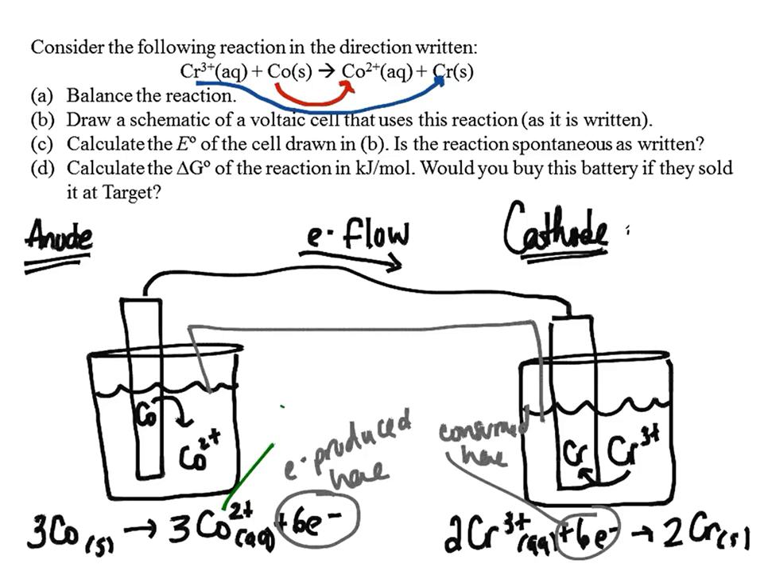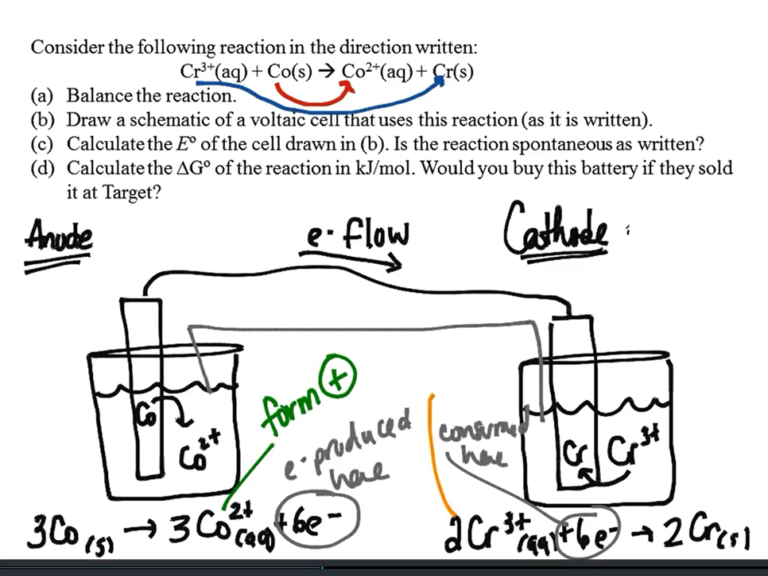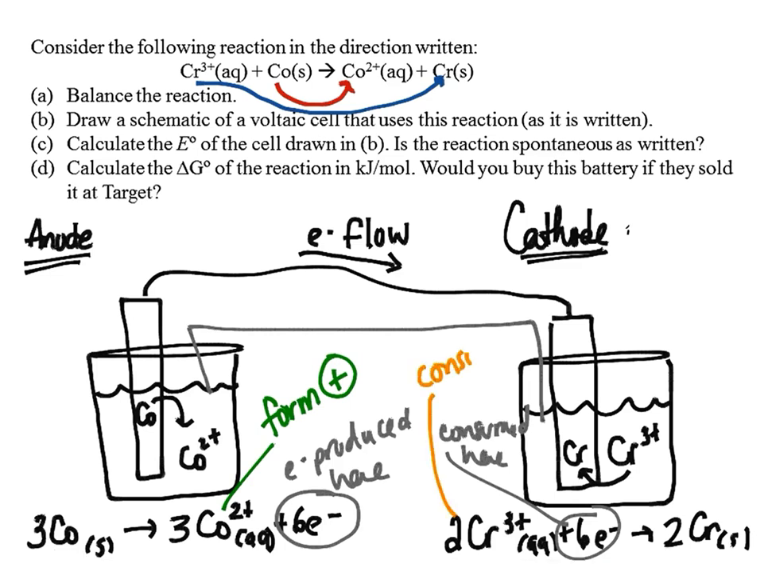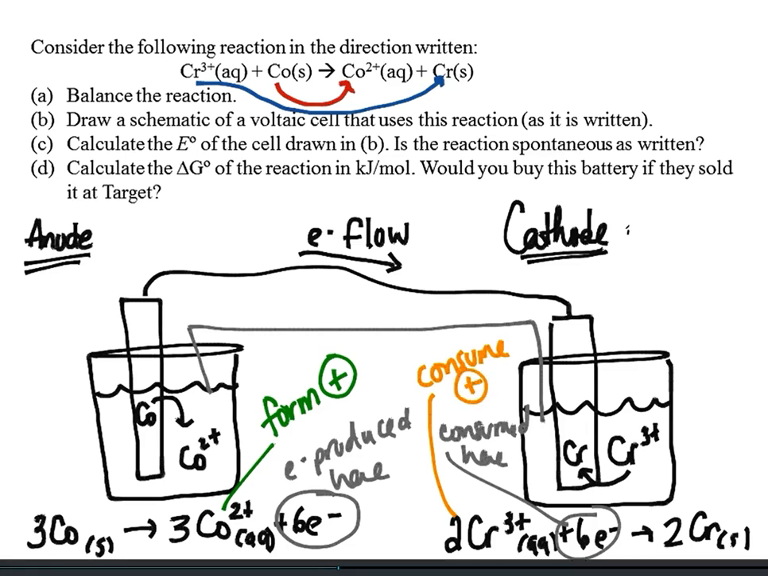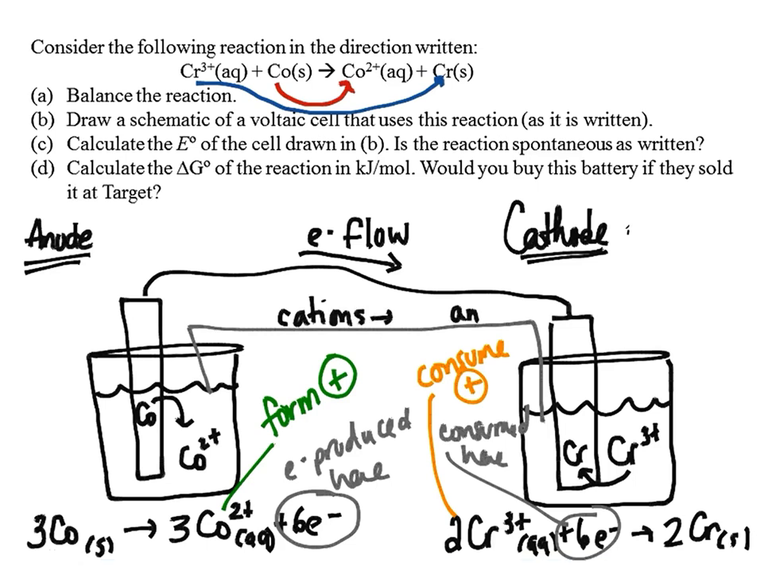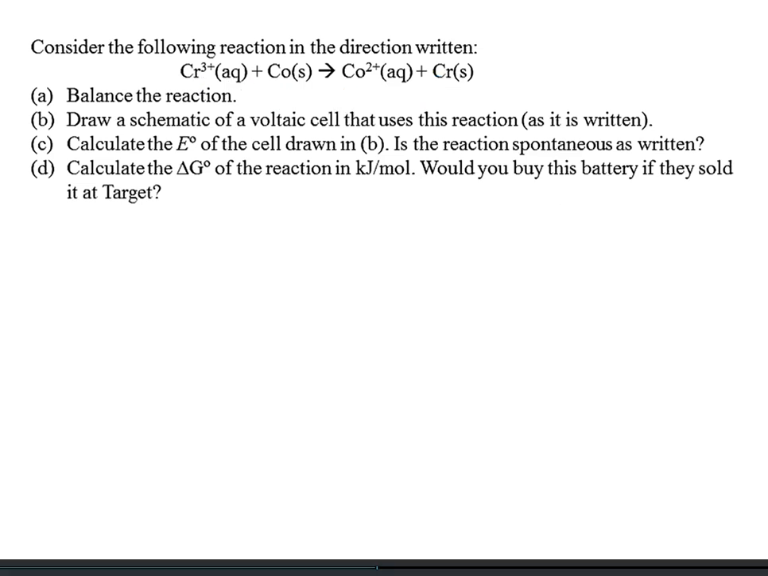This is my salt bridge in gray. Since cobalt ion forms on the left-hand side, that's a cation. And cations are consumed in the right-hand compartment, which means we need to have cations flow from the left to the right. That way it replenishes what you lost on the right-hand side, and it counterbalances what you gained on the left-hand side. Or you'd have anions flow from right to left.